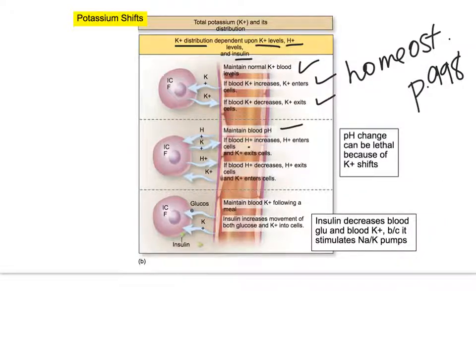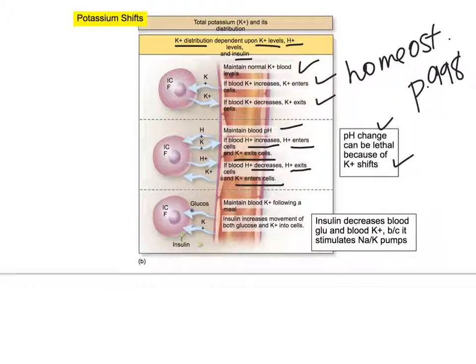So if the blood hydrogen ions increase, if we become acidic, then the hydrogen enters the cells and the potassium exits the cells. If the hydrogen ions decrease, the hydrogen ions leave the cells and the potassium enters the cells. So if the hydrogen ions are shifting, it'll cause a shift in the potassium ions. If the pH changes too much, it can cause a change in potassium ions that could cause a heart attack. The cells could be stimulated.